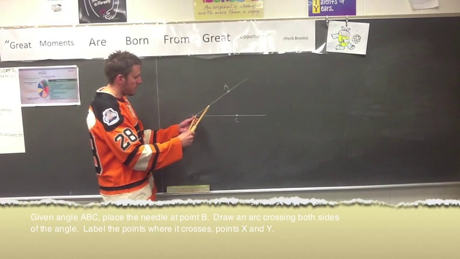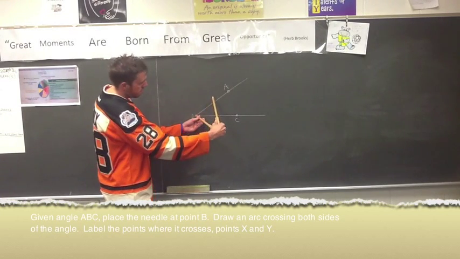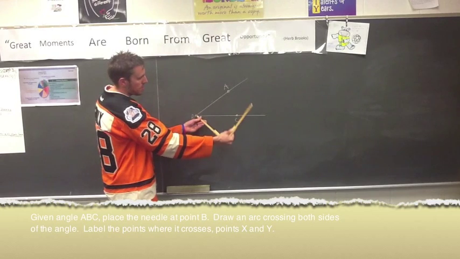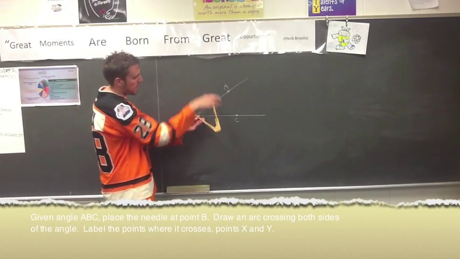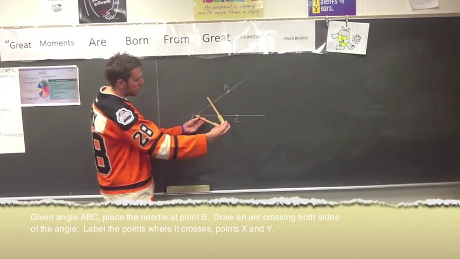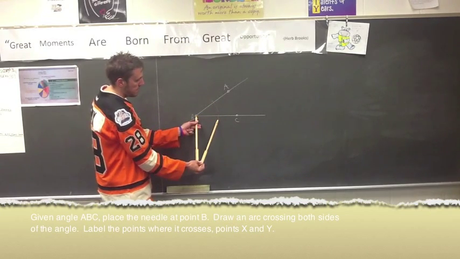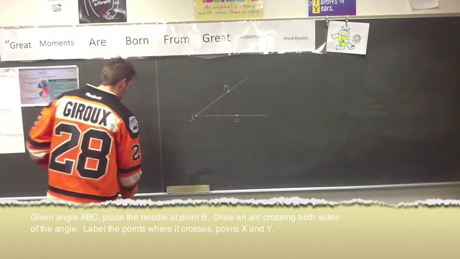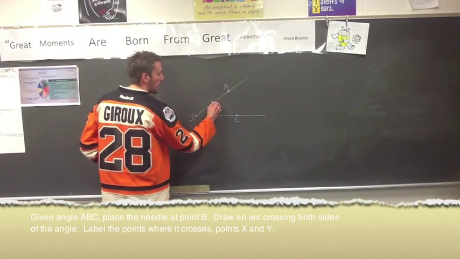So, I have here, extended, you can be out here, it doesn't matter as long as it crosses both sides of the angle and you keep your needle firmly planted on the vertex of B. Draw an arc, it crosses both parts. We're going to label this X and Y.